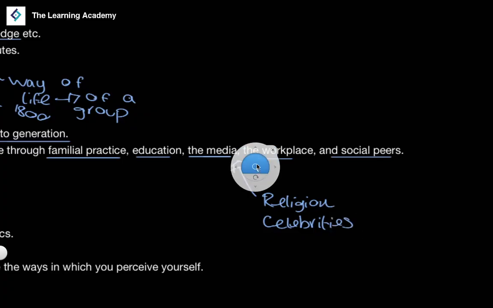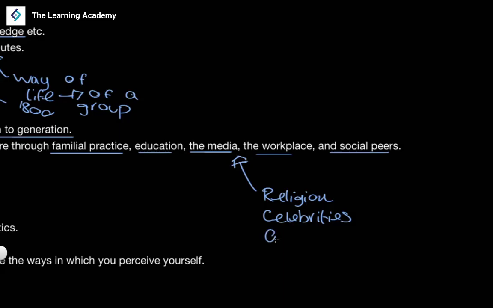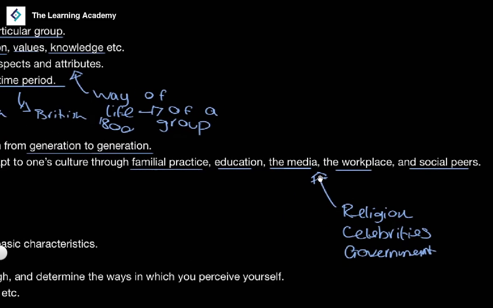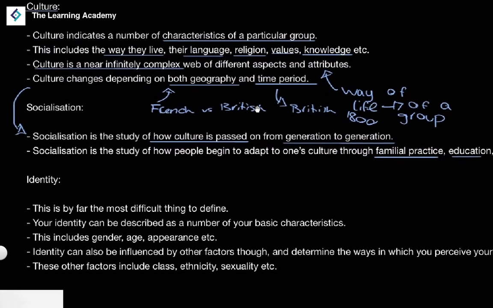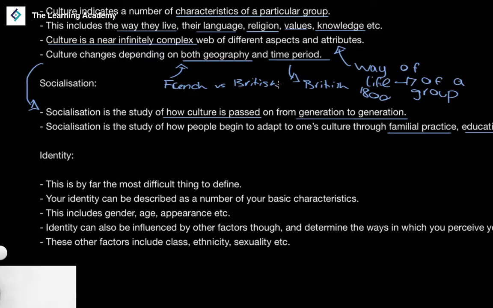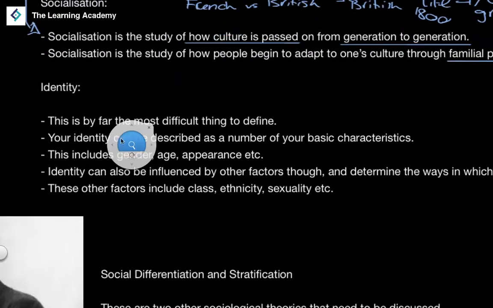It can also include social institutions. It can include things like government. That doesn't necessarily mean government enforcing culture, but just that the kind of system of government that you live in can have an impact on the kind of culture that exists in the society in which you live. And that's what socialization is about. It's how people become socialized, how people become adaptive to the particular cultures that they live in and exist in.